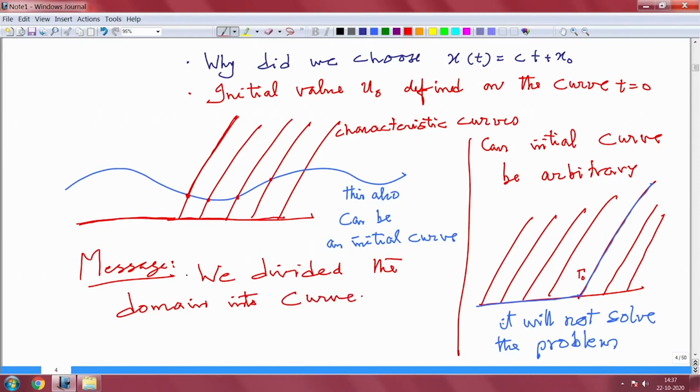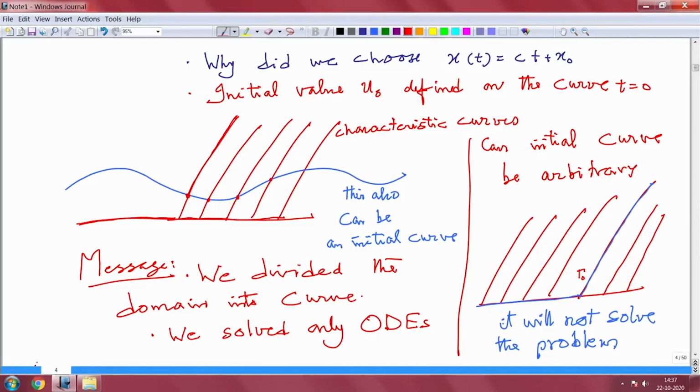And then that is one message. Second message, we solved only ODEs, we did not solve PDE. By solving your ODE, we got your solution.